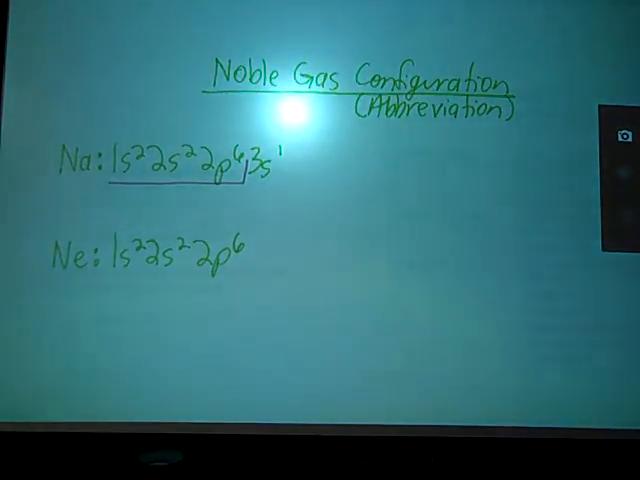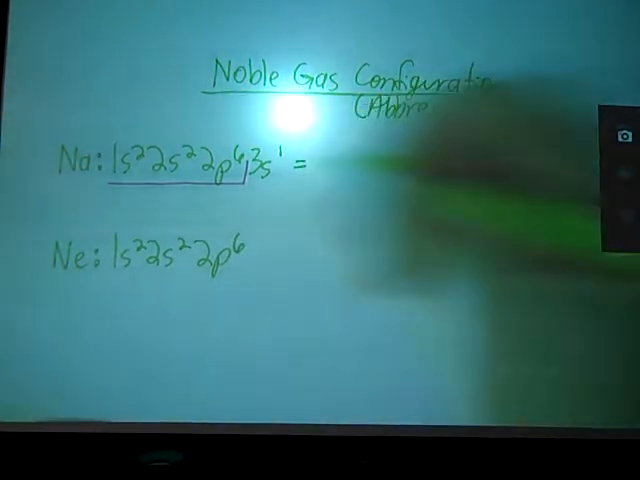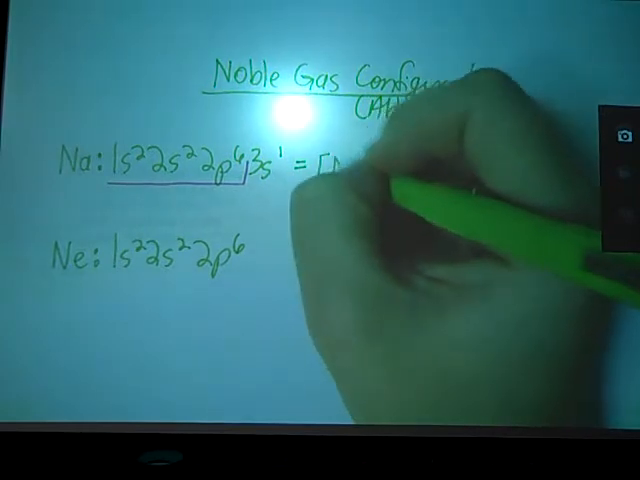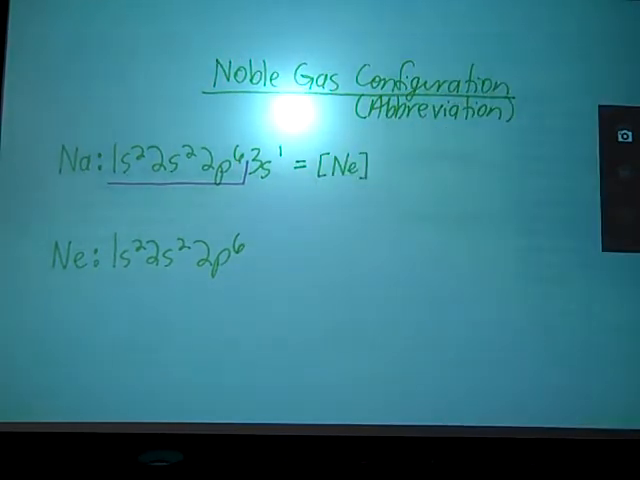They are the same. So when I write my configuration for sodium, instead of writing it all the way from the beginning, I can say, by putting neon in brackets like that, that tells my reader that the electron configuration for sodium is just like neon up to that point.